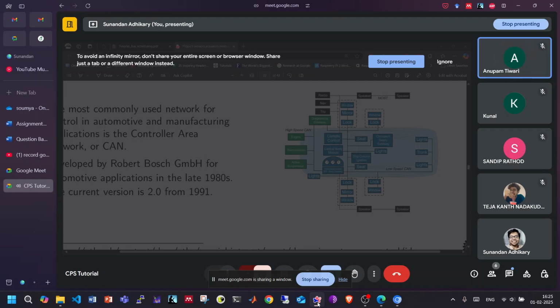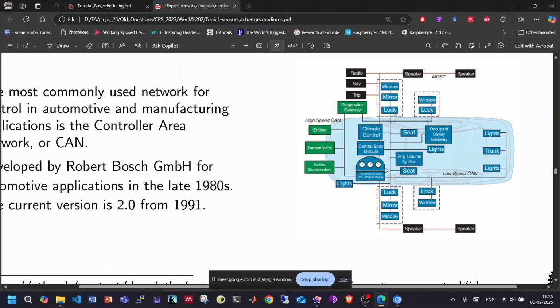Yes. So CAN networks use bus topology. There is not just one bus in a CPS. There can be multiple buses, but they are purposed to carry different signals. What do I mean when I say different signals? That is where I stopped and again reshared the screen.